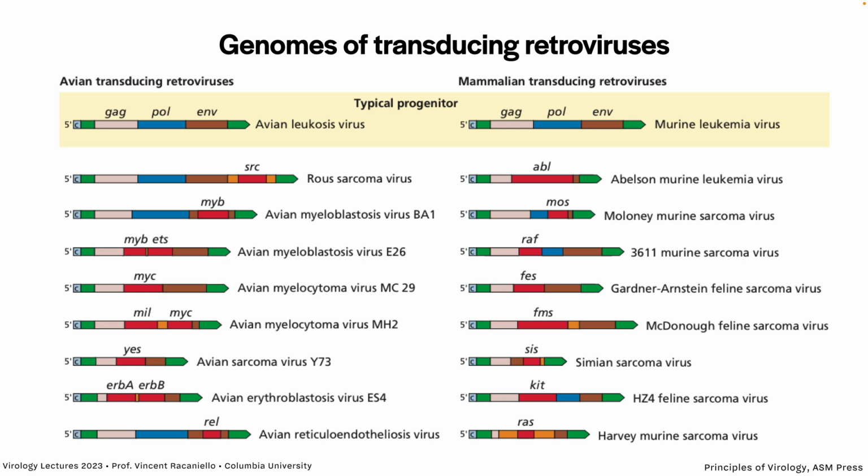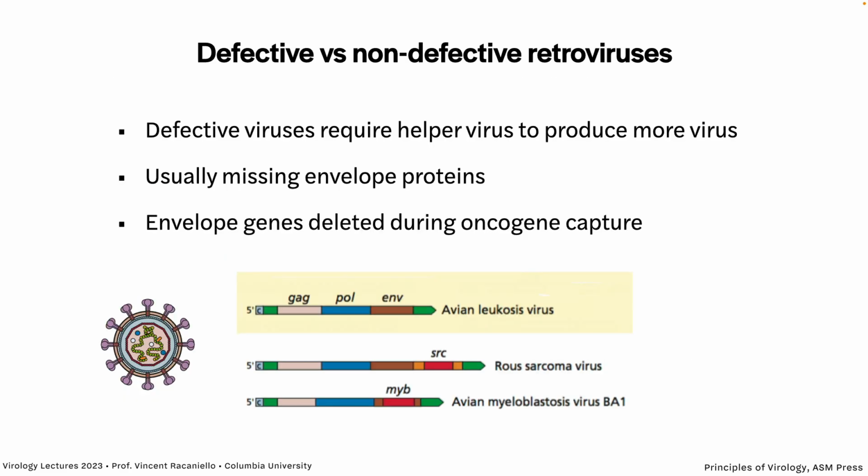And I want to make sure you understand here that most of these are defective, right? So Src was stuck on after gag, pol, and envelope in Rous. But you can see Myb has disrupted the envelope gene. So now this virus cannot make a glycoprotein, so it needs another virus to infect the same cell in order to be packaged. So many of these are defective, and that's what I mean by that. So defective versus non-defective, we need a helper virus. So here is avian leukosis virus. That would be the helper virus for avian myeloblastosis virus BA1, for example.